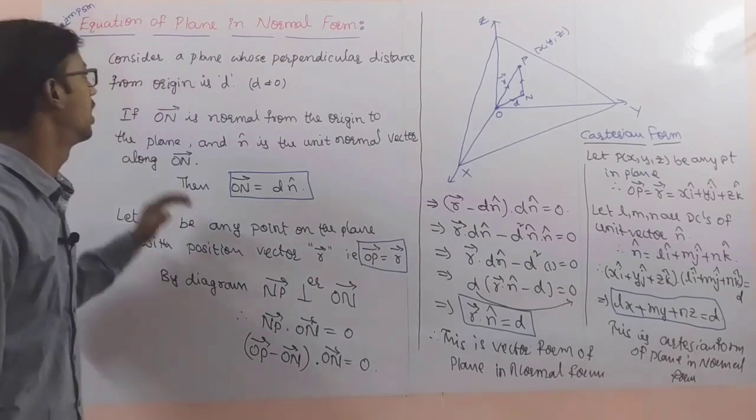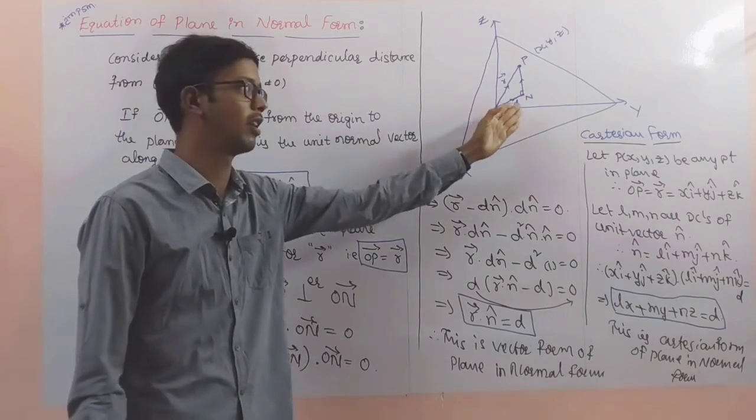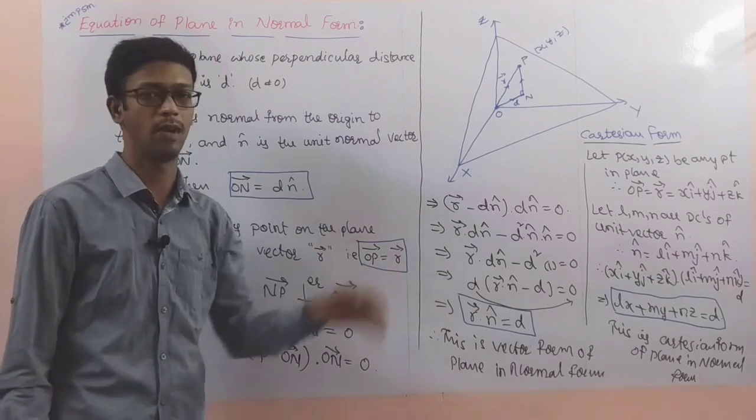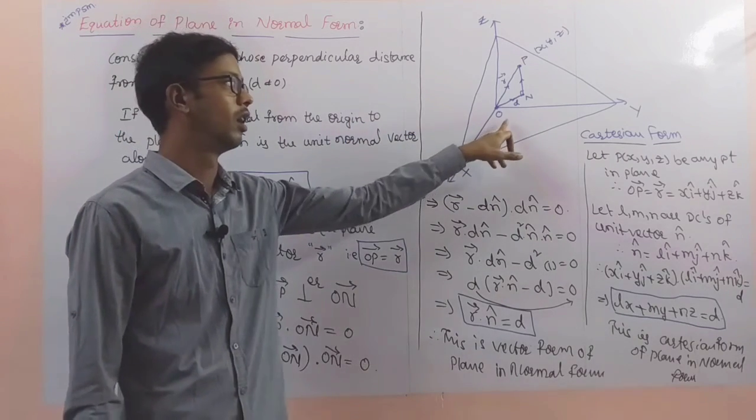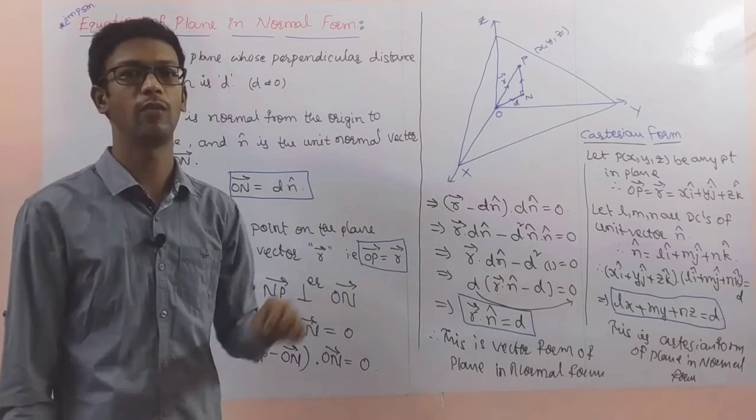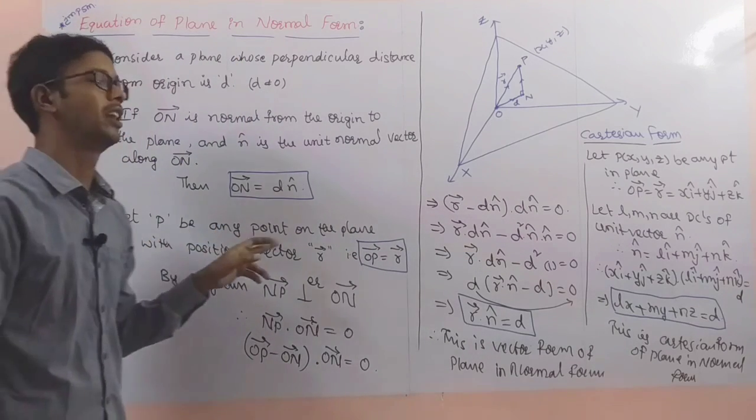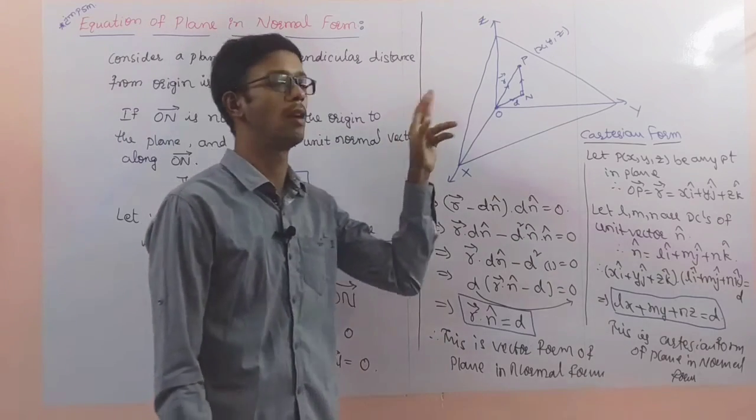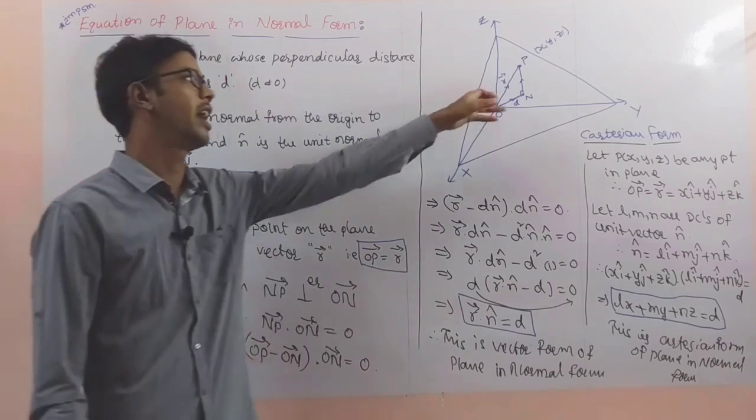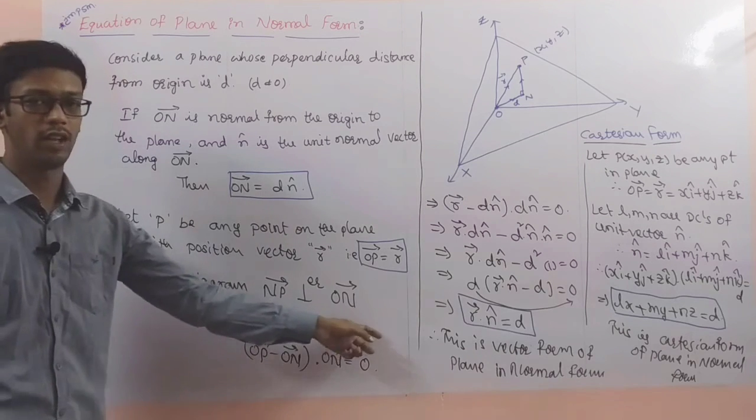Once again I am repeating here. Consider a plane in space. The distance from the origin is d. ON bar is a normal to the plane, and n cap is the unit vector along ON bar. Therefore, ON bar equals d n cap. Next, P is any point in the plane with position vector R bar. Therefore, OP bar equals R bar. By the diagram, NP bar is perpendicular to ON bar, so the dot product is equal to 0.